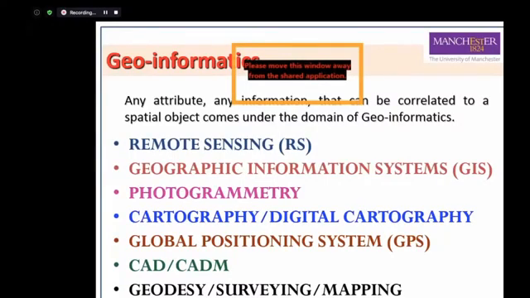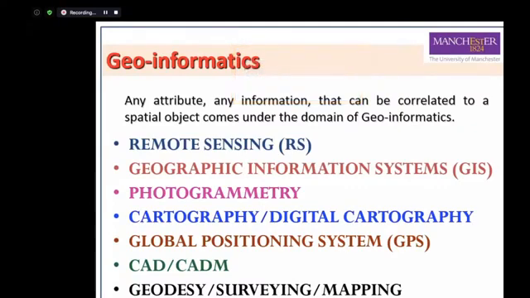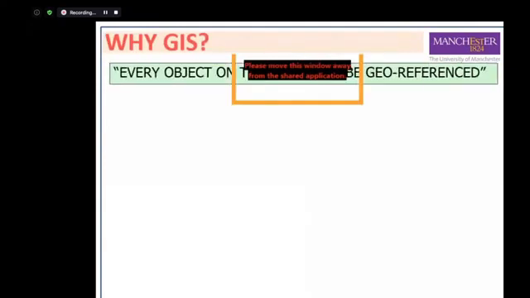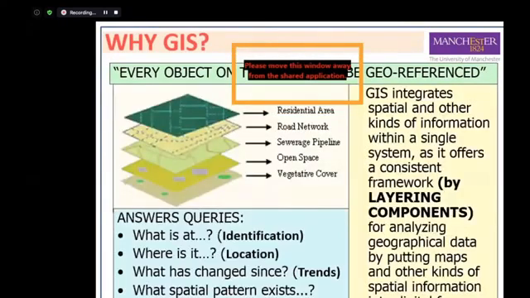Now slowly we have seven approaches or domains under this geoinformatics field. That is remote sensing, geographical information systems, photogrammetry, cartography, digital cartography, global positioning systems, CAD, and geodesy surveying. All these things together collaboratively create a new branch of study that is called geoinformatics. Those who are studying geoinformatics or already did their masters are well aware of this branch of study.